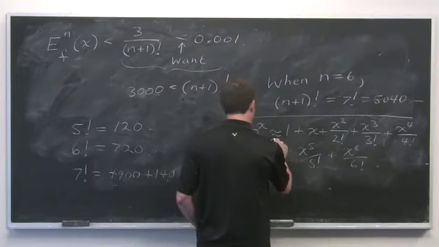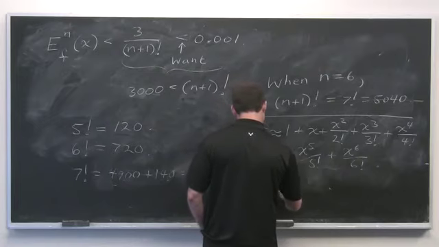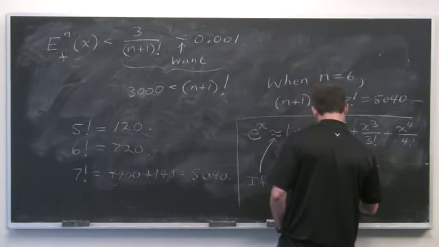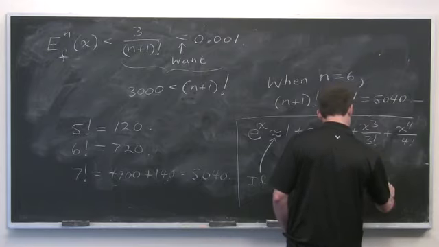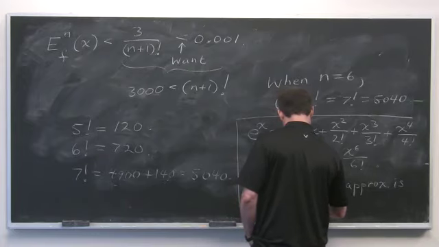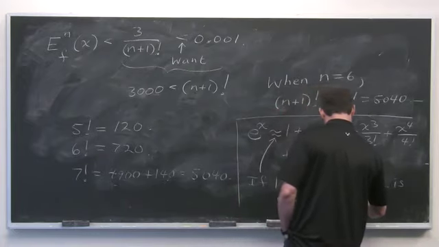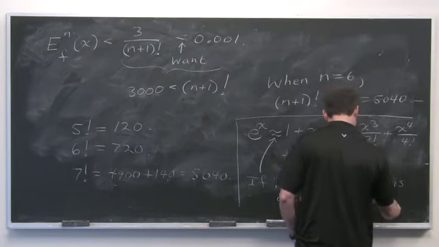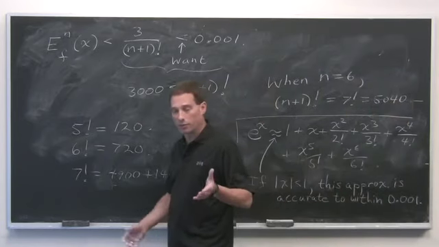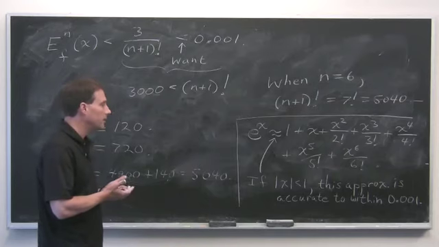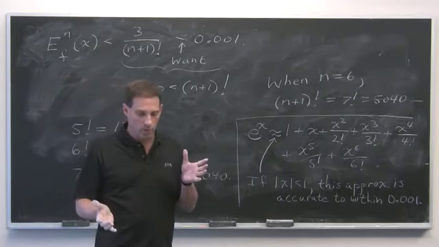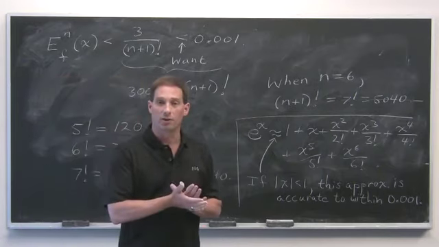If the absolute value of x is less than 1, this approximation is accurate to within 1/1,000th. It might be much more accurate than that, but the abstract upper bound that we get is that it's accurate to within 0.001. So this is how you use the Lagrange form of Taylor's theorem.